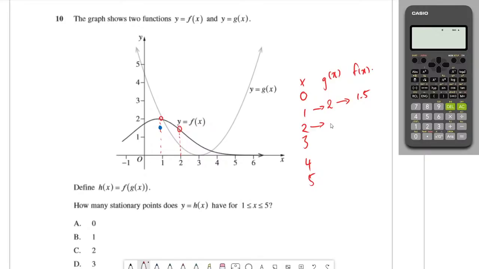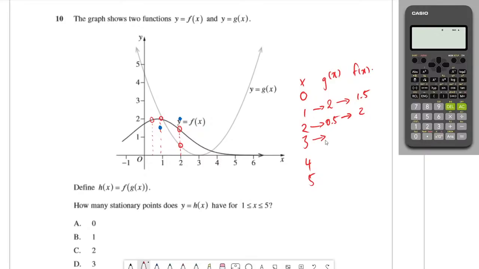Okay, I take 2 and I put it into g of x. So 2 into g of x is here, which is about a half. I take a half and I put it into f of x. And that just gives me about 2. So my next point is at about here.